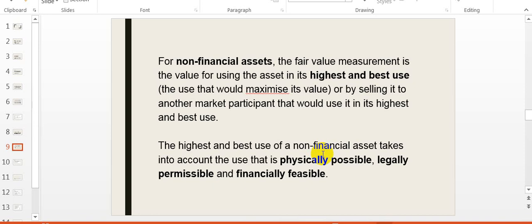The highest and best use takes into account the use that is physically possible, legally permissible, and financially feasible.